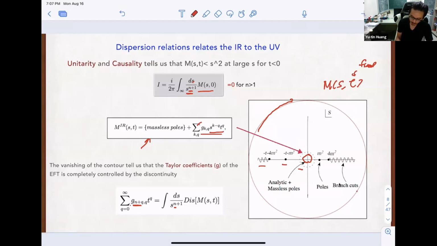Immediately we can see that the poles you pick up here are the EFT coefficients. This is related to the contributions on the real axis away from the origin, which come either as massive UV states or as branch cuts associated with UV states. So you relate your low energy coupling, computed at the origin, with the UV information, which we usually call the discontinuity of your amplitude along the real axis.